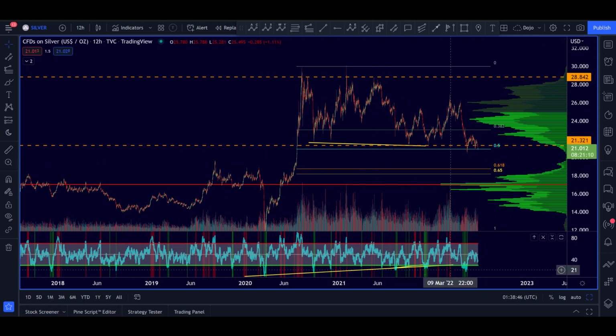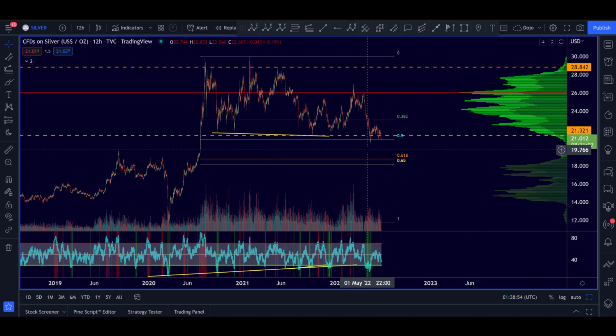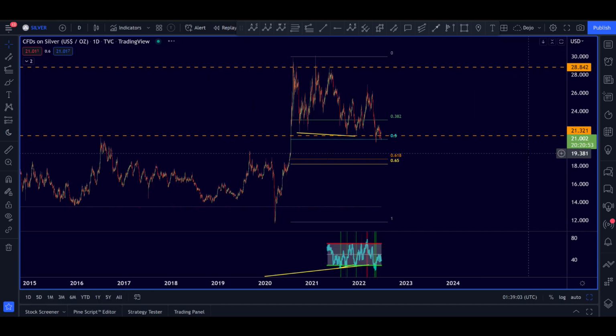This is not quite divergence at this point, but another low it would be, assuming the RSI doesn't get wonky. Silver looks good. I like the way silver looks better than gold, potentially, to be honest with you.